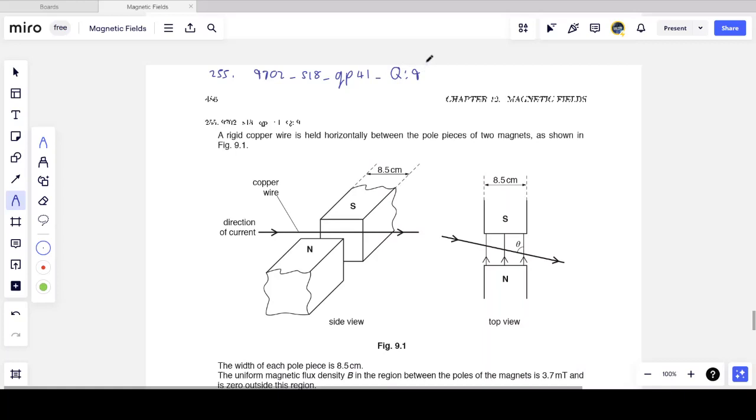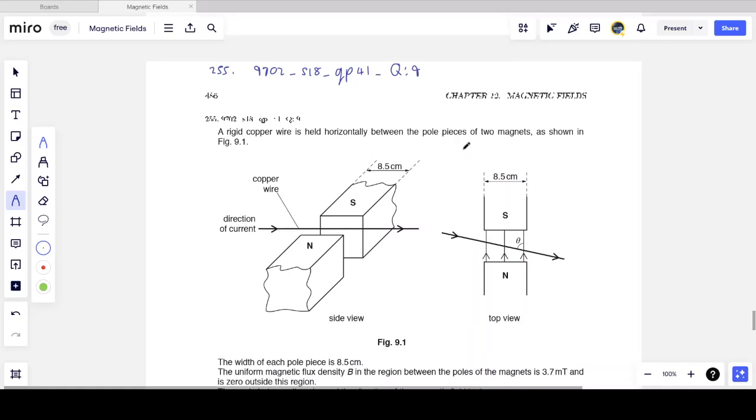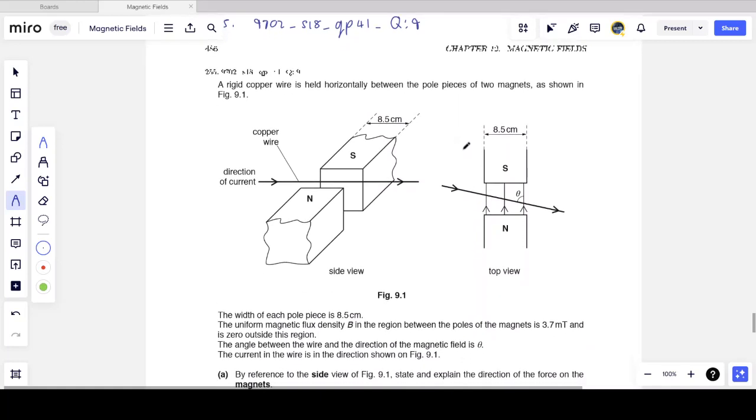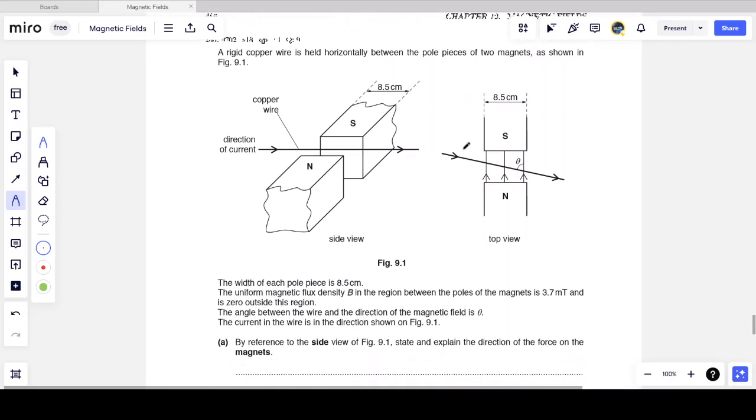So we are told that a rigid copper wire is held horizontally between the pole pieces of 2 magnets, as shown in the figure. The width of each pole piece is 8.5 centimeters. The uniform magnetic flux density in the region between the poles is 3.7 milliteslas and 0 outside this region. The angle between the wire and the direction of the magnetic field is theta, and the current in the wire is in the direction shown in figure 9.1.